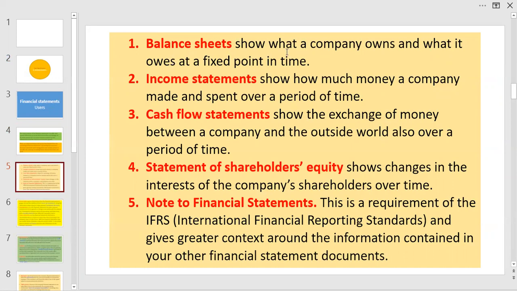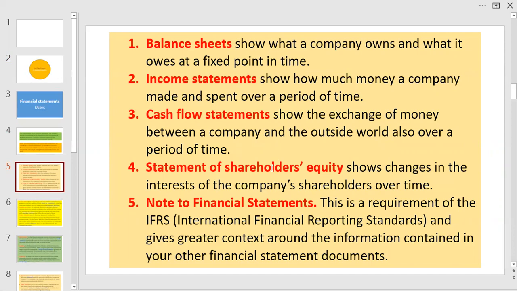1. Balance sheets. It shows what the company owns, assets, and what it owes, obligations and liabilities, at a fixed point in time. 2. Income statements show how much money a company made and spent over a period of time, usually 1 year. 3. Cash flow statement shows the exchange of money between the company and the outside world, also over a period of time, expressing its liquidity management.